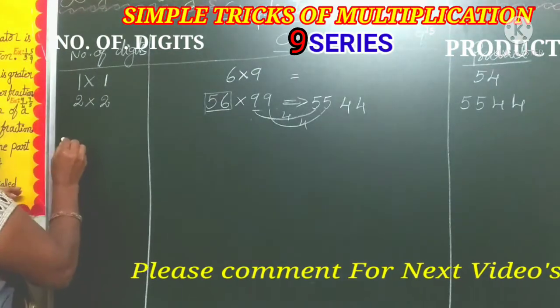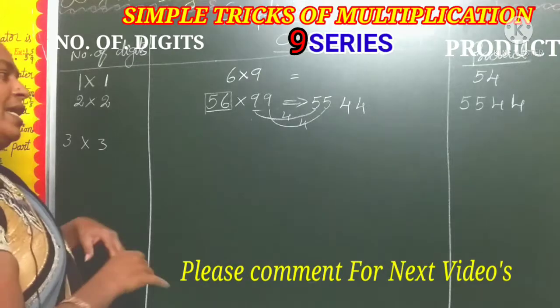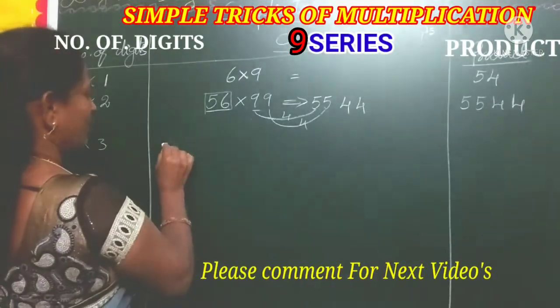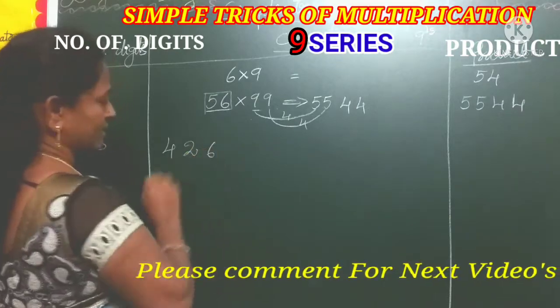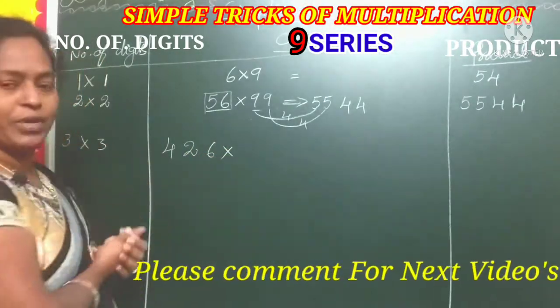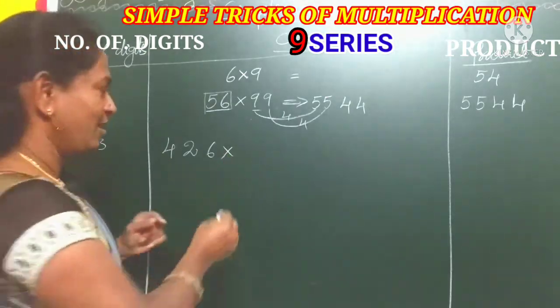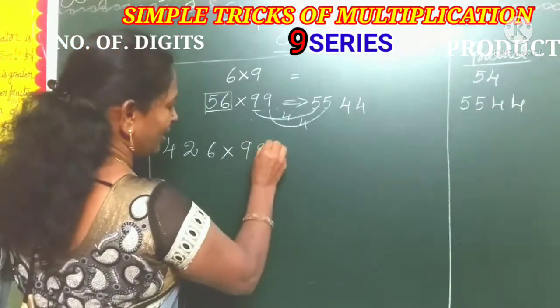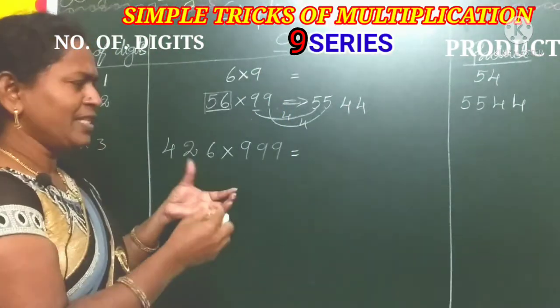And next, a 3 digit number. 3 into 3 digit number. Any 3 digit number. See, here I am writing 426 into a 3 digit number. Since this is a 3 digit number, it means 3 nines, right? 9 9 9. Write this product within seconds.